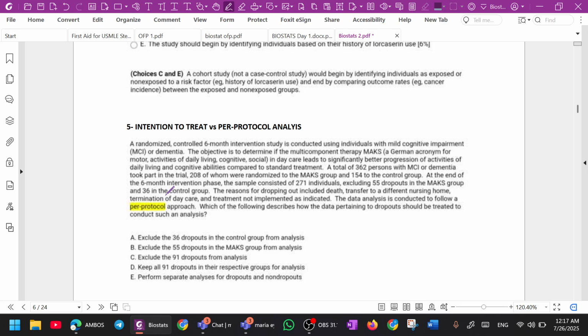Conduct such analysis. This is per protocol approach. In per protocol approach, we will exclude the dropouts, isn't it? So we will exclude the dropouts from the case and the control, both. Okay, so exclude 91 dropouts from the analysis.